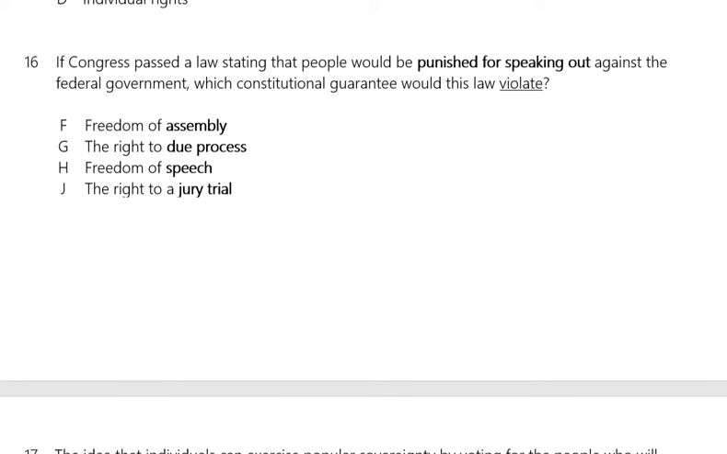Question 16. If Congress passed a law stating that people would be punished for speaking out against the federal government, which constitutional guarantee would this law violate? F. Freedom of assembly. G. The right to due process. H. Freedom of speech. J. The right to a jury trial. Pause the video to answer question number 16.